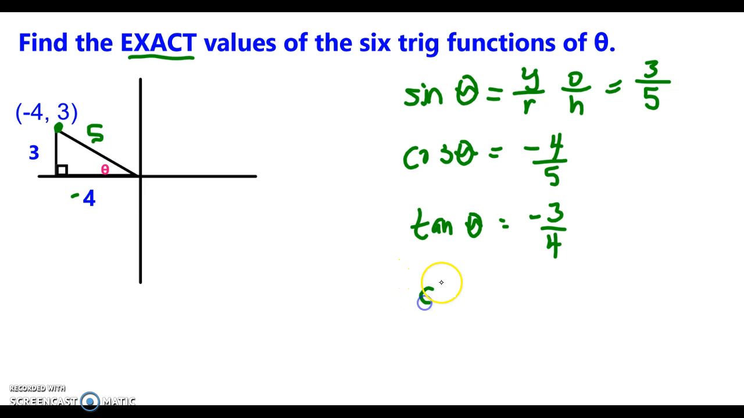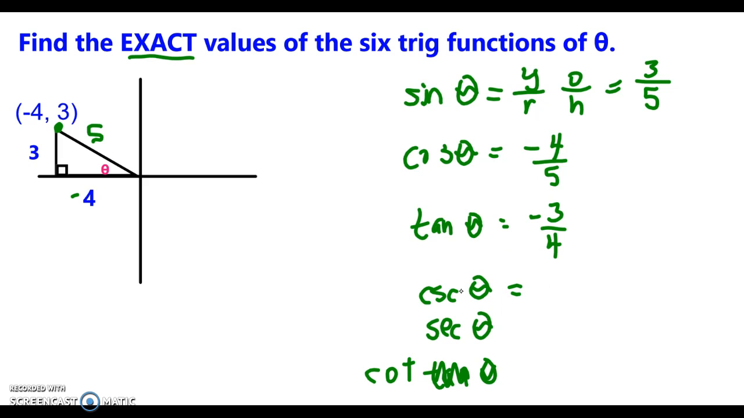And then again, the reciprocal trig functions here are going to be very easy because once you know sine, cosine, and tangent, then it's real easy to just flip the ratios. So cosecant and sine are reciprocals, so that'd be 5/3. Secant would be 5/-4, and then cotangent would be -4/3.